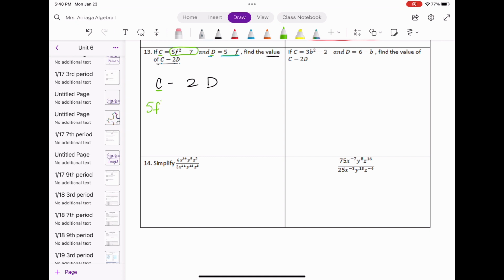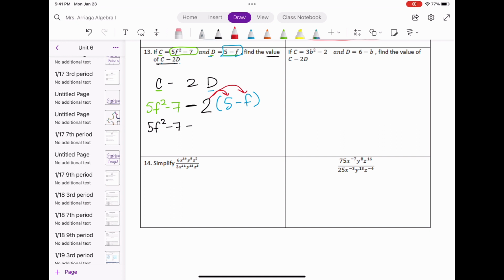So they say C equals that green binomial, so write that green binomial, minus 2 times D, and D is that blue binomial, so write that blue binomial. So now that you wrote it, now you can start simplifying. The first thing that you have to do is distribute that negative 2, and remember, it's the negative 2, so together with the negative, and rewrite everything else.